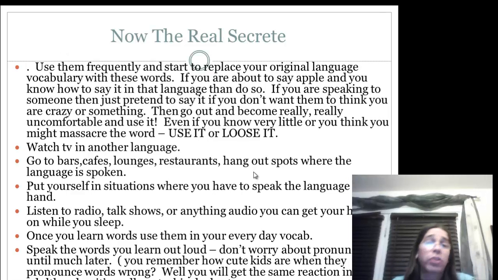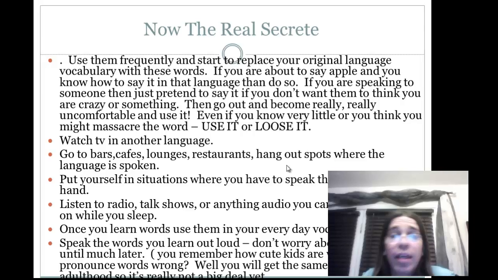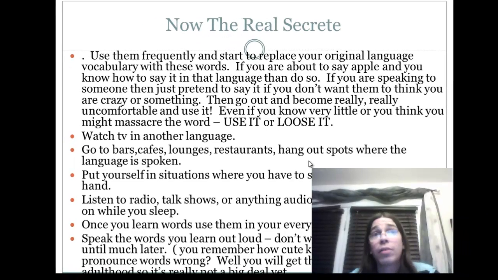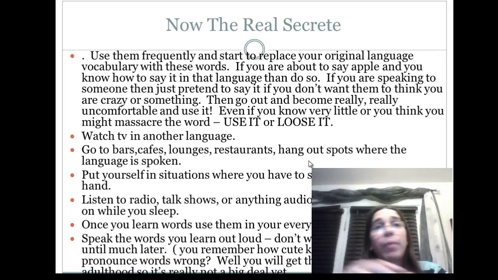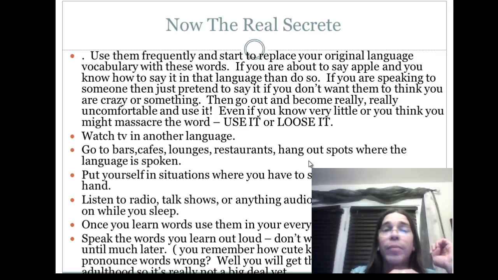Listen to radio talk shows and anything audio that you can get your hands on before going to bed. So that's another secret. Watch TV, listen to audio before going to bed, even play it while you're asleep, because your subconscious mind will pick up a lot of stuff, and it will help you just hear the words, just hear the pronunciation and the different ways things are said.